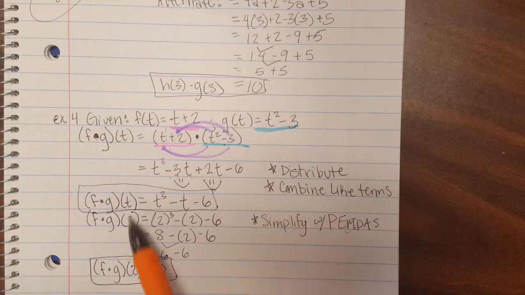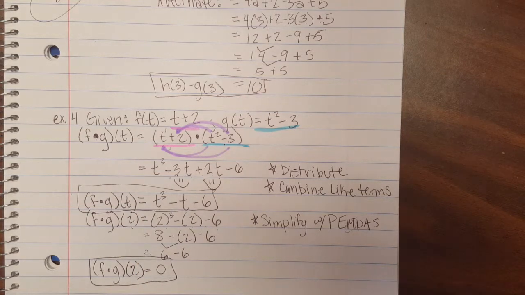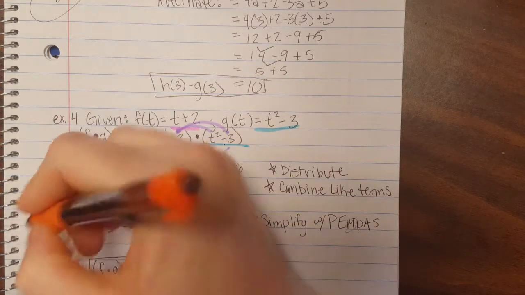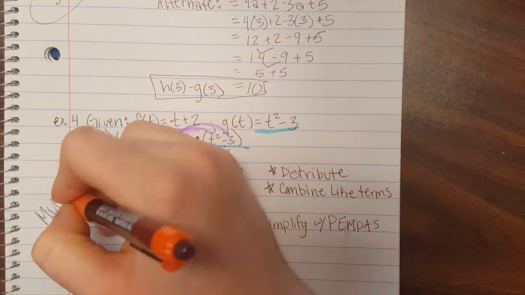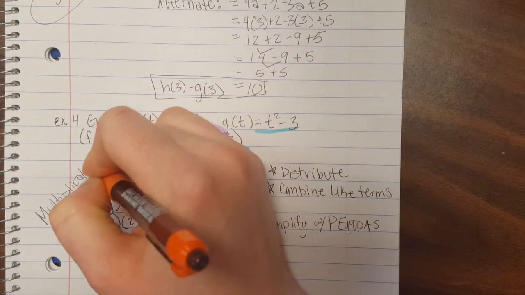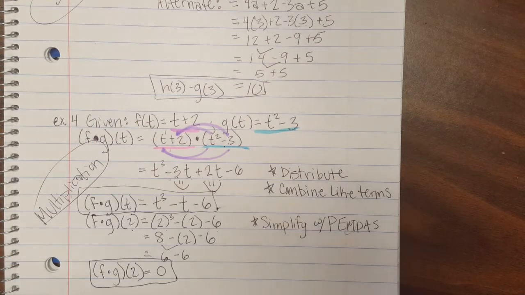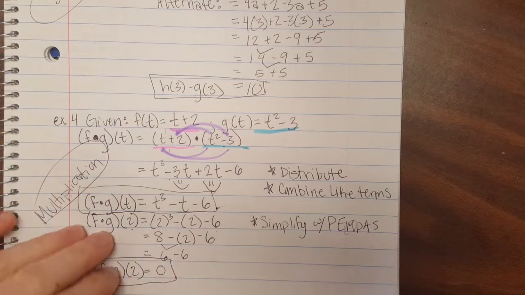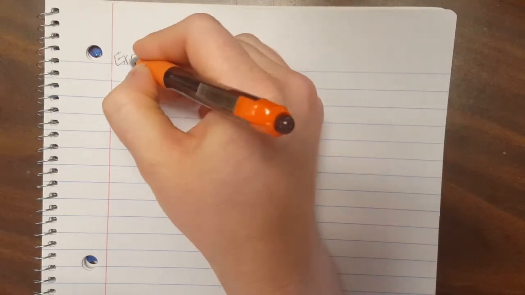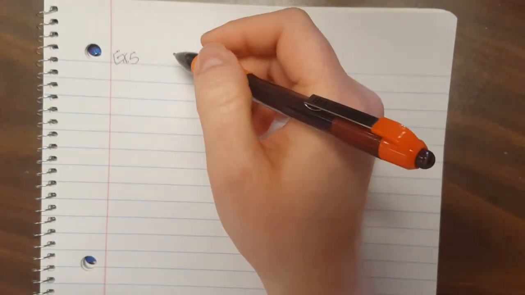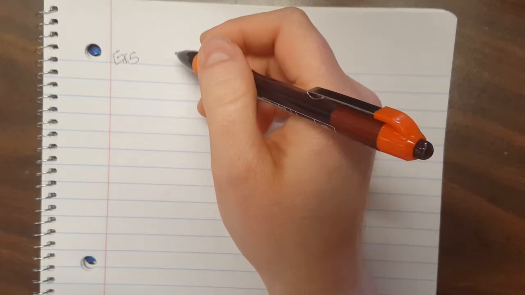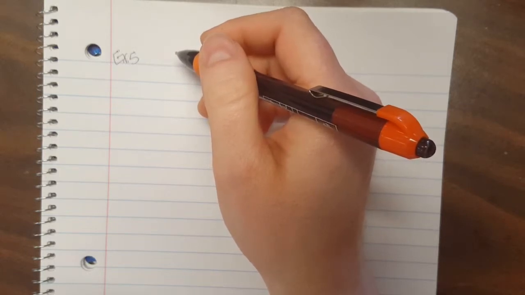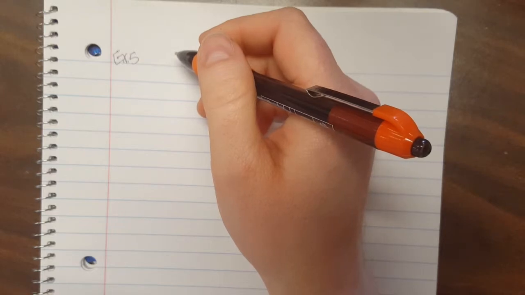So if there's a number here instead of a variable, we have an extra step. All right, there was our multiplication. One more. See, it's not too bad, is it? Now we're going to do division. Last problem. Example 5. Evaluate, but I'm going to give you different functions this time.